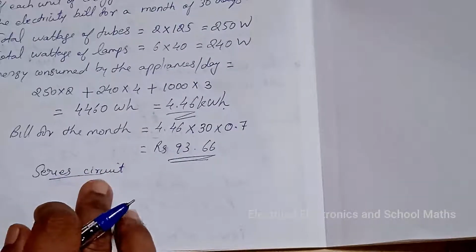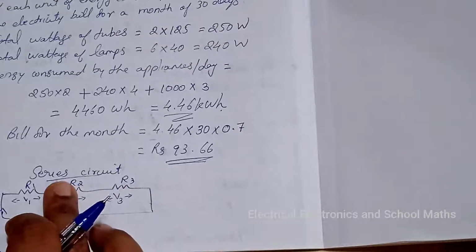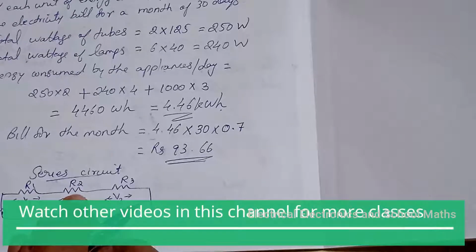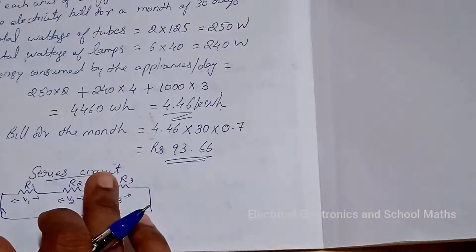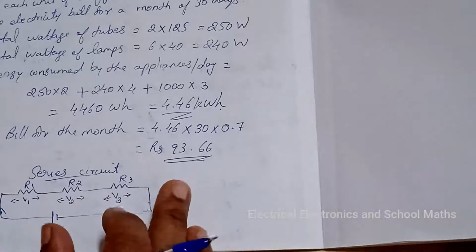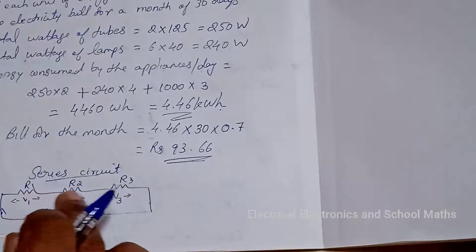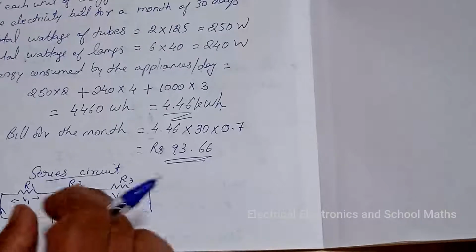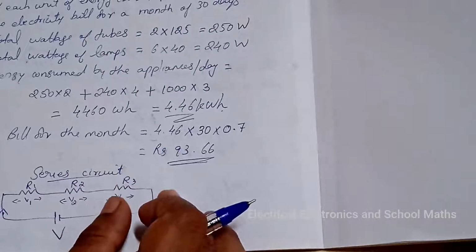Next is series circuit. A series circuit is one in which the resistances are connected end to end so that they form only one path for the flow of electric current. In a series circuit, the current through all the resistances connected in series remains the same, but the voltage across each resistance is different.